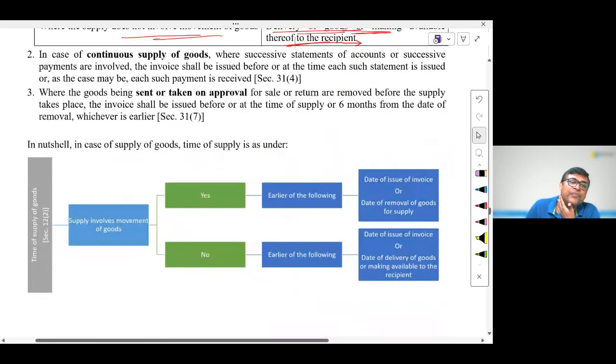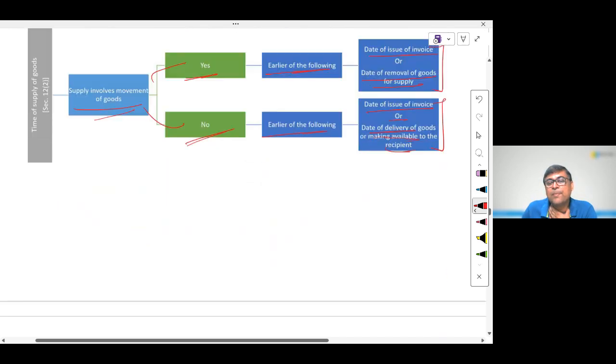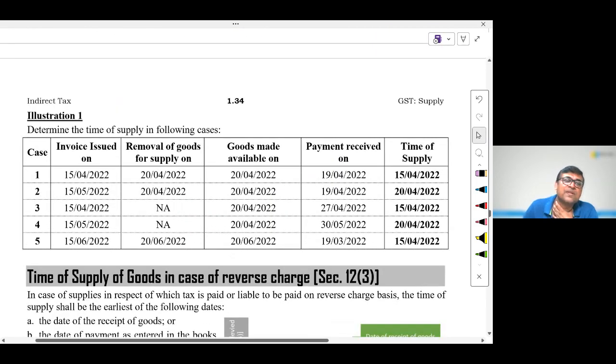In a nutshell, does the supply involve movement of goods, yes or no? If it involves movement of goods, the earlier of the following: date of issue of invoice or date of removal of goods for supply, whichever is earlier. In case the supply involves no movement of goods, the earlier of the following: date of issue of invoice or date of delivery of goods or making available to the recipient, whichever is earlier, should be considered as the time of supply. Some illustrations are there.